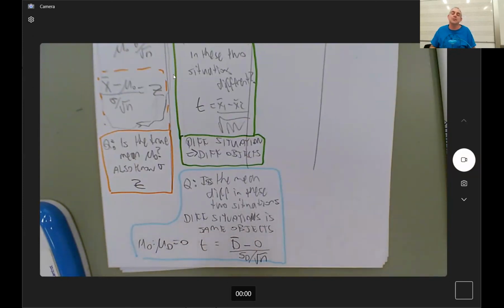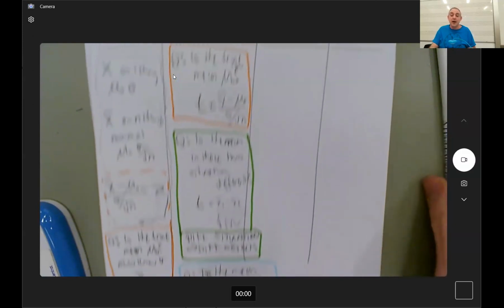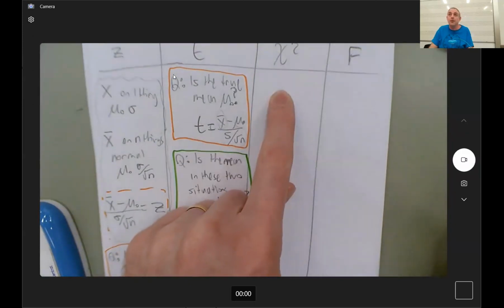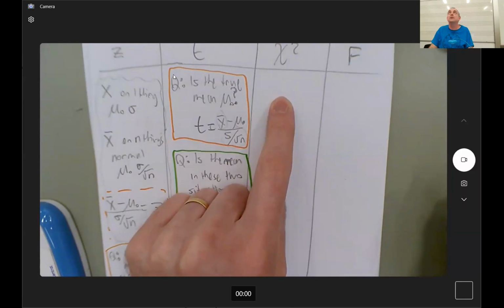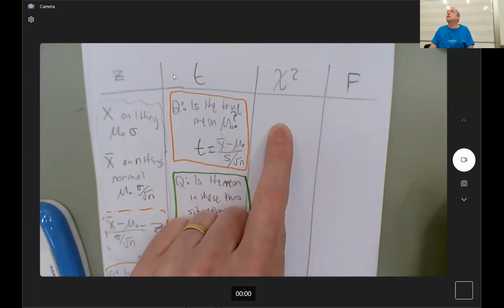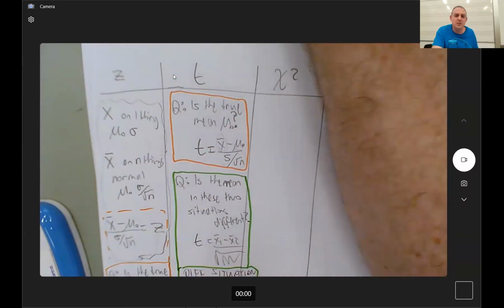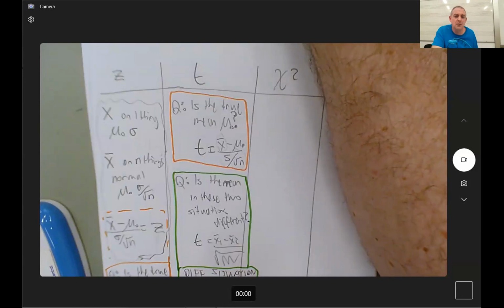So, yeah. Chi-squared happens when you have a question about... is the chi-square test in this course? Yes. Fun.